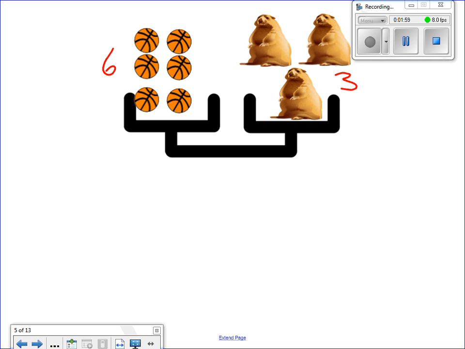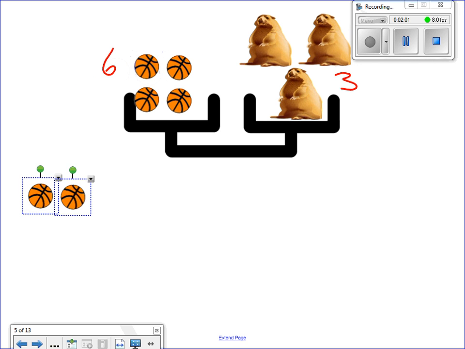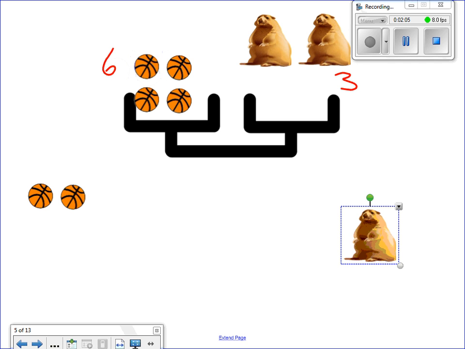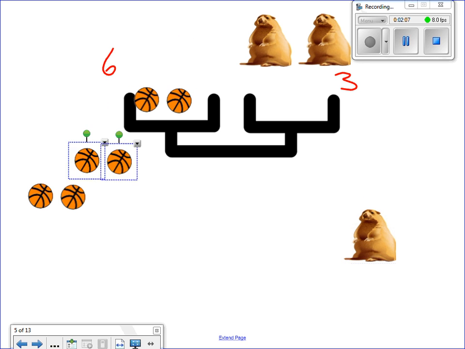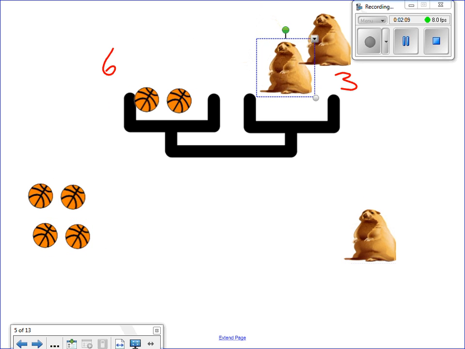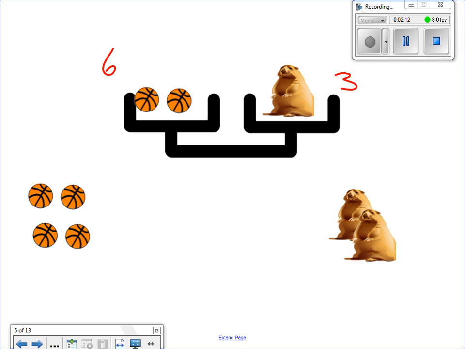If I remove 2 basketballs from this side, I have to remove a prairie dog. If I remove 2 more basketballs from this side, I have to remove another prairie dog. Then I'm left with 2 basketballs, 1 prairie dog. It works.